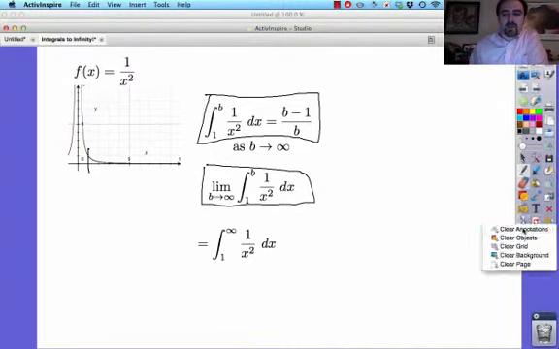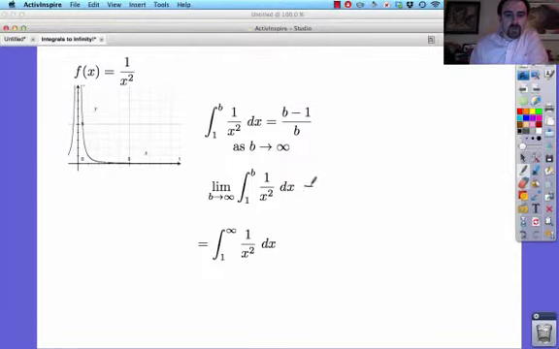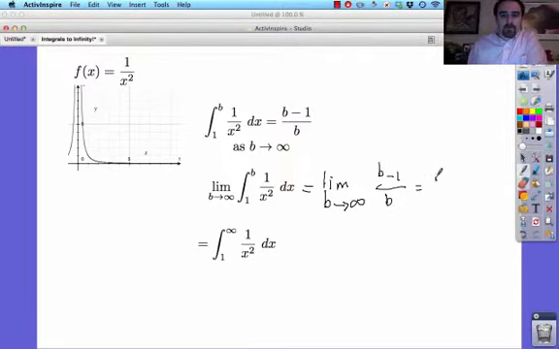Well, what is that? We know that this is negative 1 over b plus 1, so it's the limit as b goes to infinity of b minus 1 over b. What happens here? These go at the same rate, so this is equal to 1. We can look at that by separating the fraction again if we want. This is 1 minus 1 over b, and 1 over b goes to 0. The limit of b minus 1 over b is equal to 1.